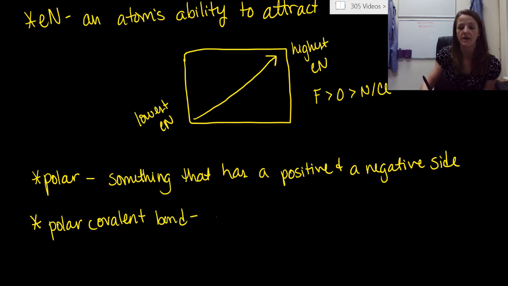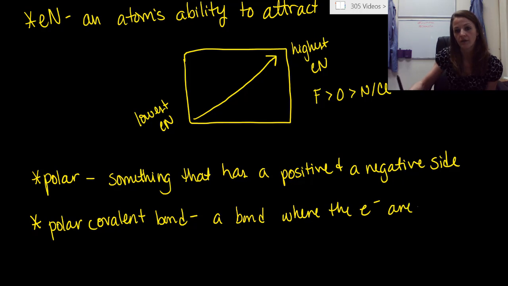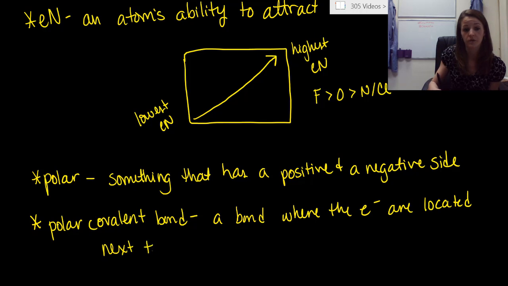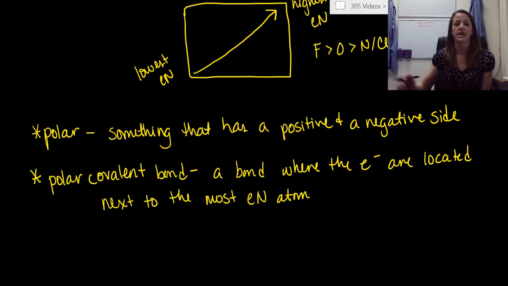And so a polar covalent bond is very, very simply a bond where the electrons are located next to the most electronegative atom. So it's a bond where the electrons are located next to the most electronegative atom. Okay, so remember, a covalent bond is where you're sharing electrons, but now what we're saying is that instead of sharing them perfectly equally, we're saying that it's a polar covalent bond. So the electrons are now hovering closer to the atom with the most electronegativity.